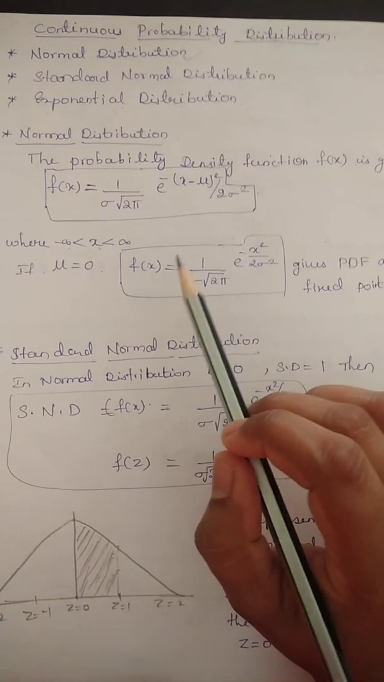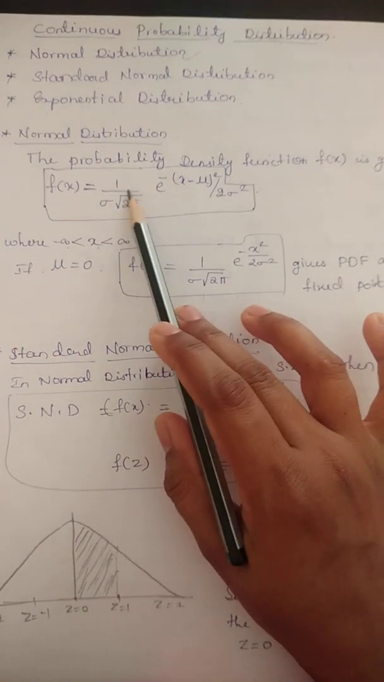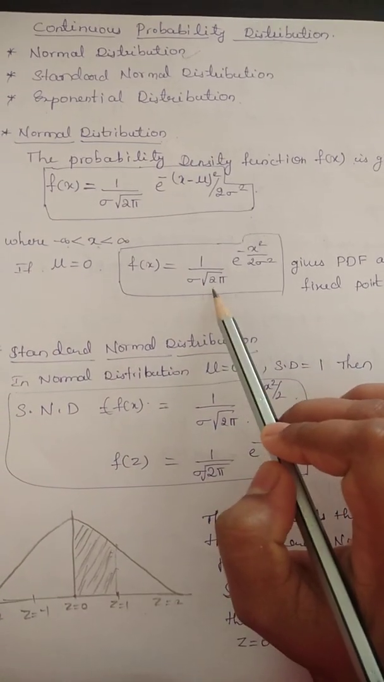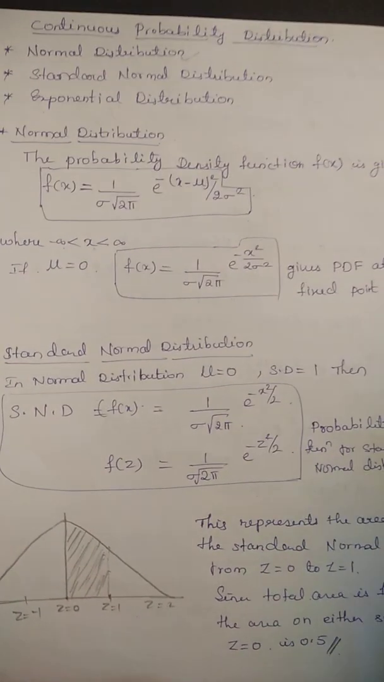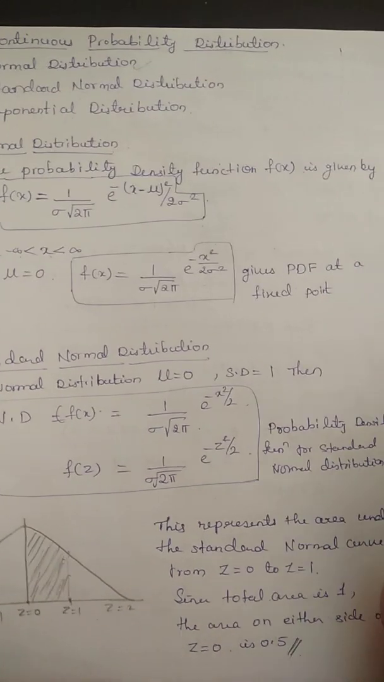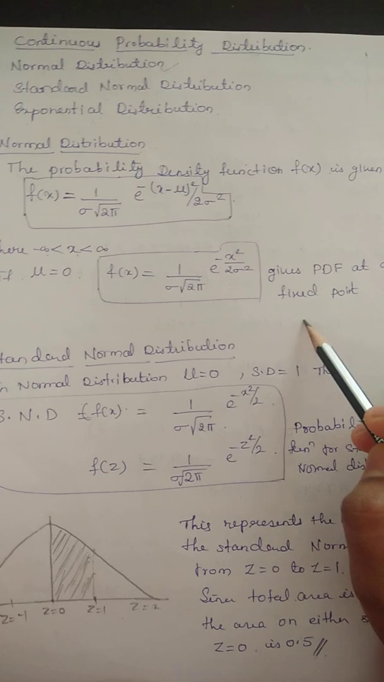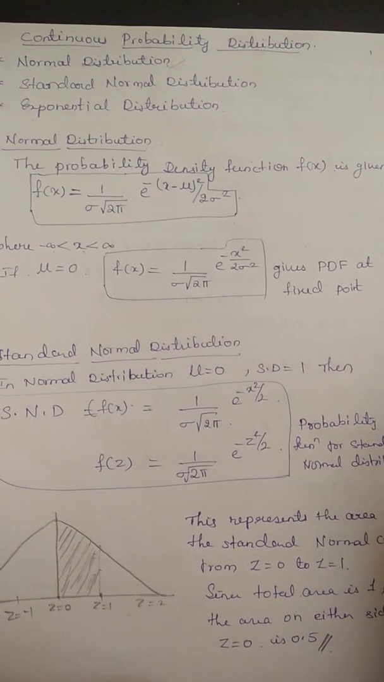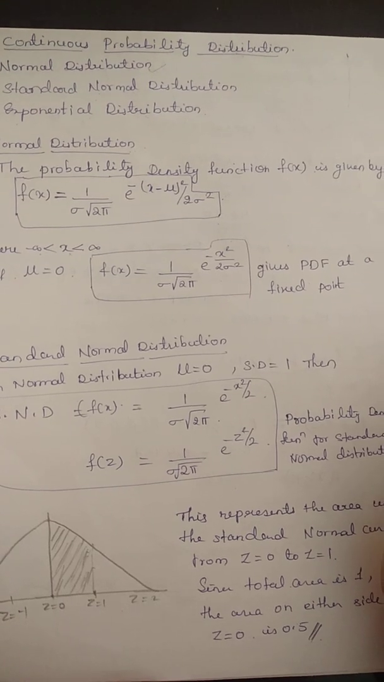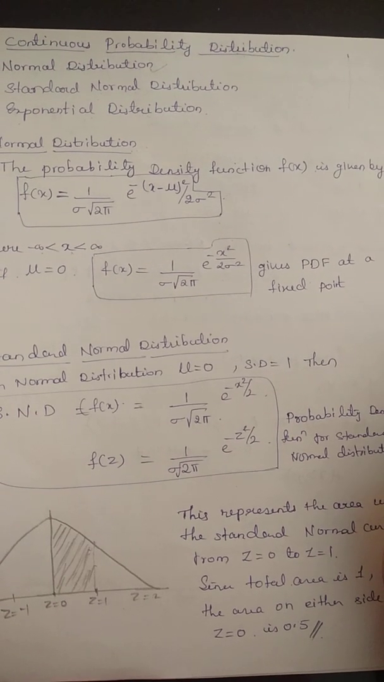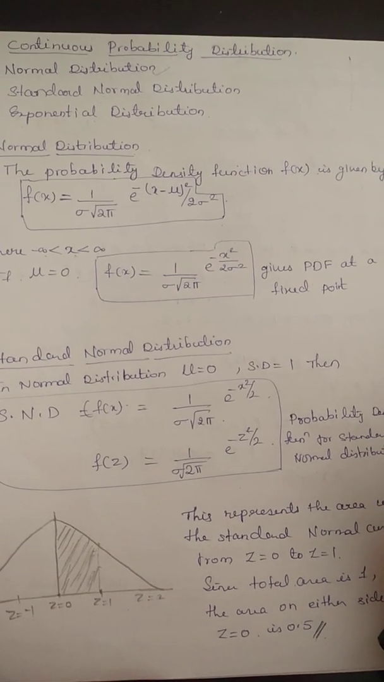Suppose mu is equal to 0, then f of x is given by 1 upon sigma root 2 pi e raised to minus x square upon 2 sigma square. This gives the probability density function at a fixed point, here mu is equal to 0. Suppose we need to find the probability for different values of x, we have to integrate.